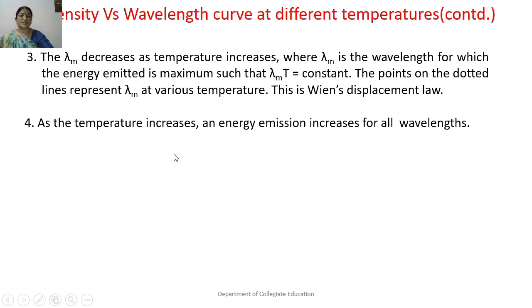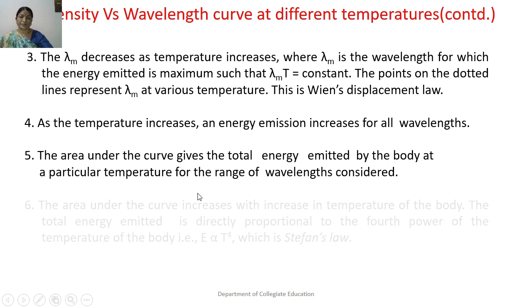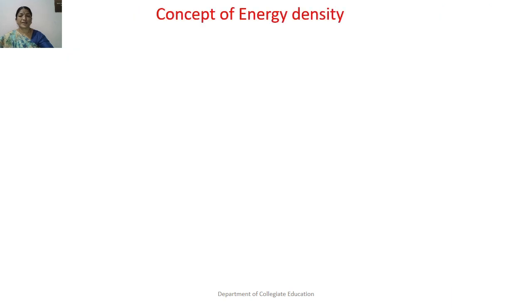As the temperature increases, the energy emission also increases. The area under the curve represents the total energy emitted by the body at a particular temperature for the range of wavelengths considered. As the temperature increases, the area under the curve also increases, and hence we can write that the total energy emitted per unit area per unit time is directly proportional to the fourth power of the temperature of the body, which is nothing but Stefan's law. So these are some of the characteristics of the black body radiation spectrum.